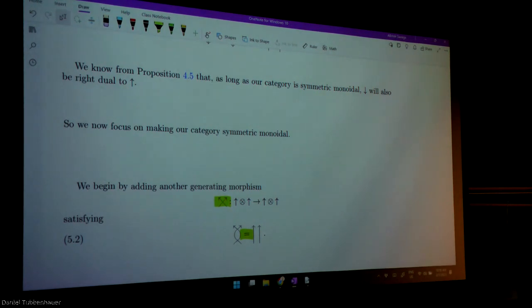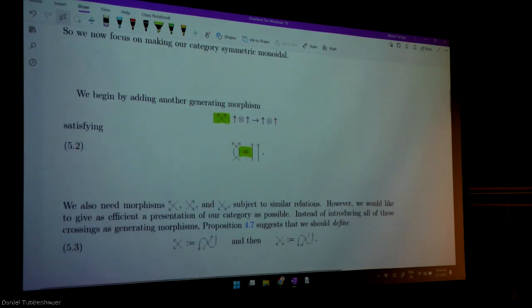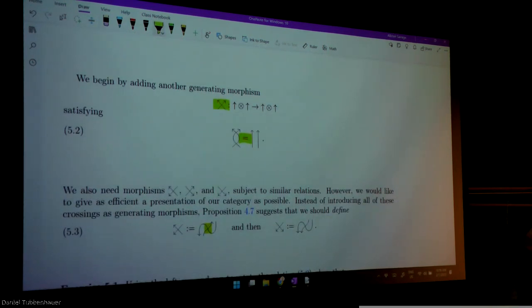And in fact, we can. We saw this trick. So we can take our up crossing and we can attach left caps and cups and rotate it. So we'll define our left crossing in this way. So we don't need to throw that in as an extra generator. We have enough to get a left crossing.